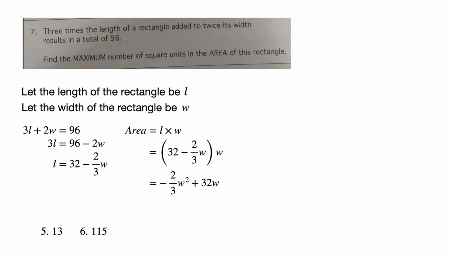So to get it in vertex form, we need to do something called completing the square. I won't explain too much of this process, so if you're interested in learning more about the vertex form or completing the square, feel free to check out the links in the description below.